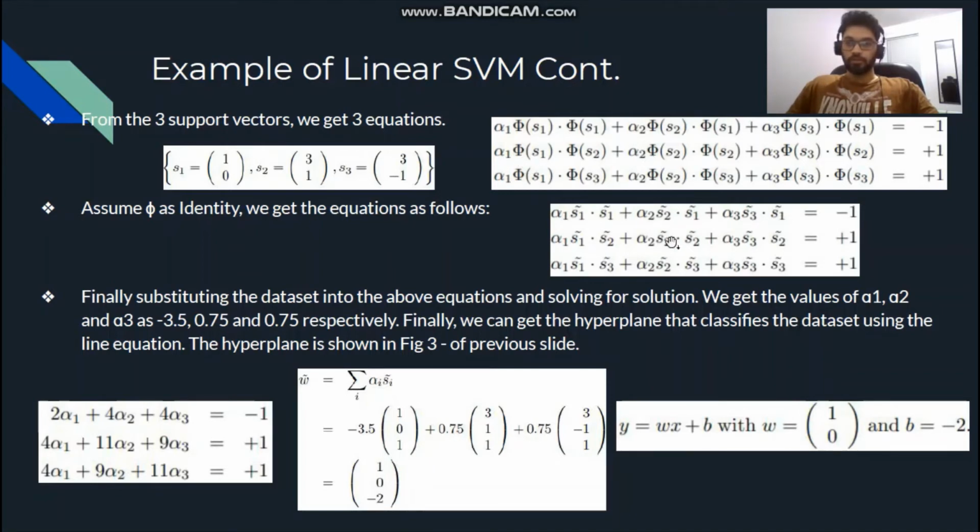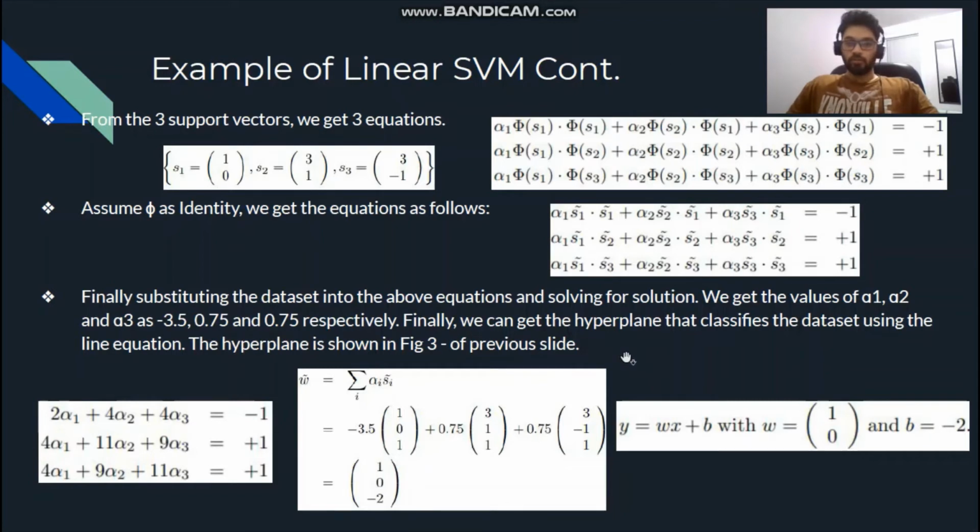And the equations are reduced to these three equations shown in this figure here. And then we substitute the S1, S2, and S3 support vector points into these three equations and solve for alpha 1, alpha 2, and alpha 3. Upon simplification, we get the values shown here.